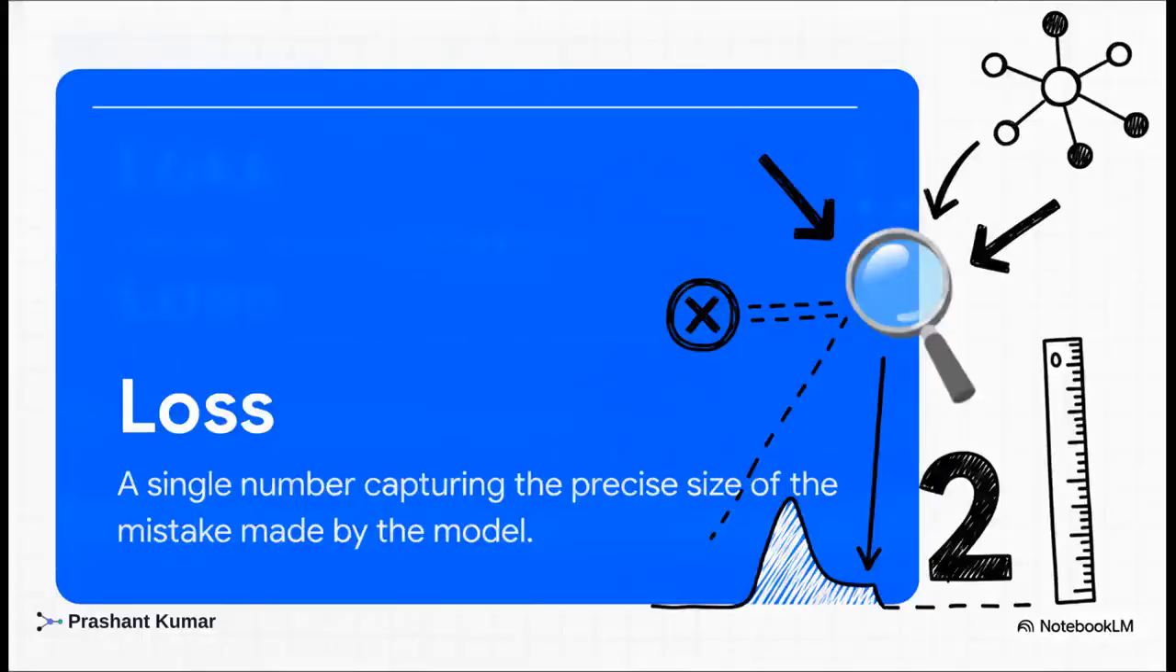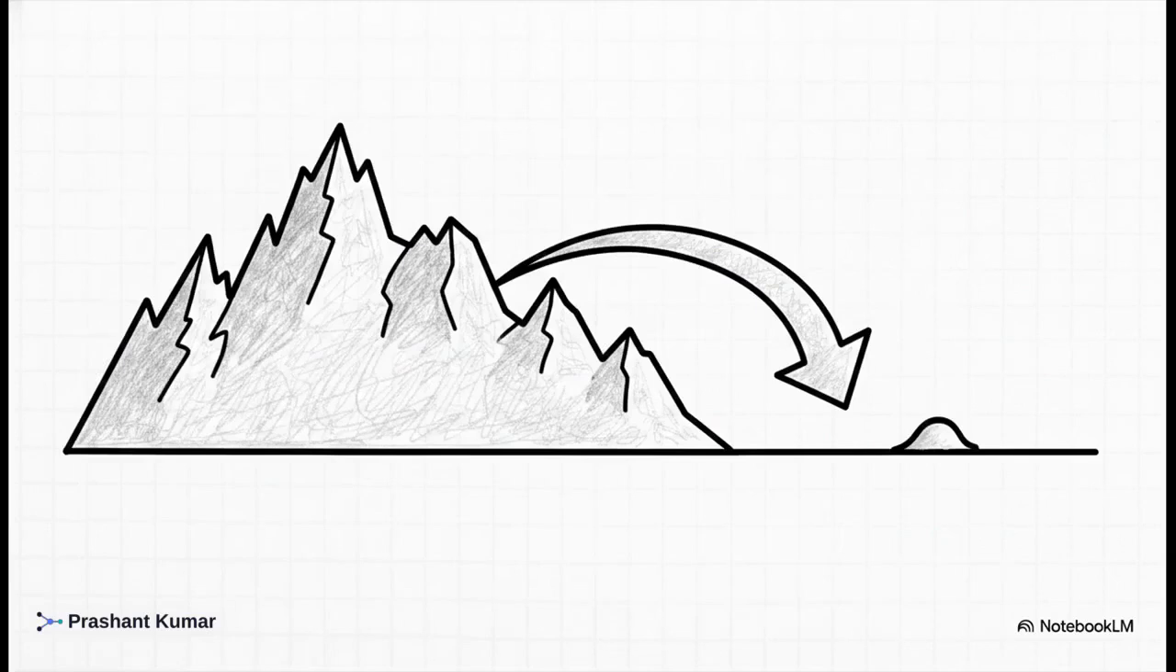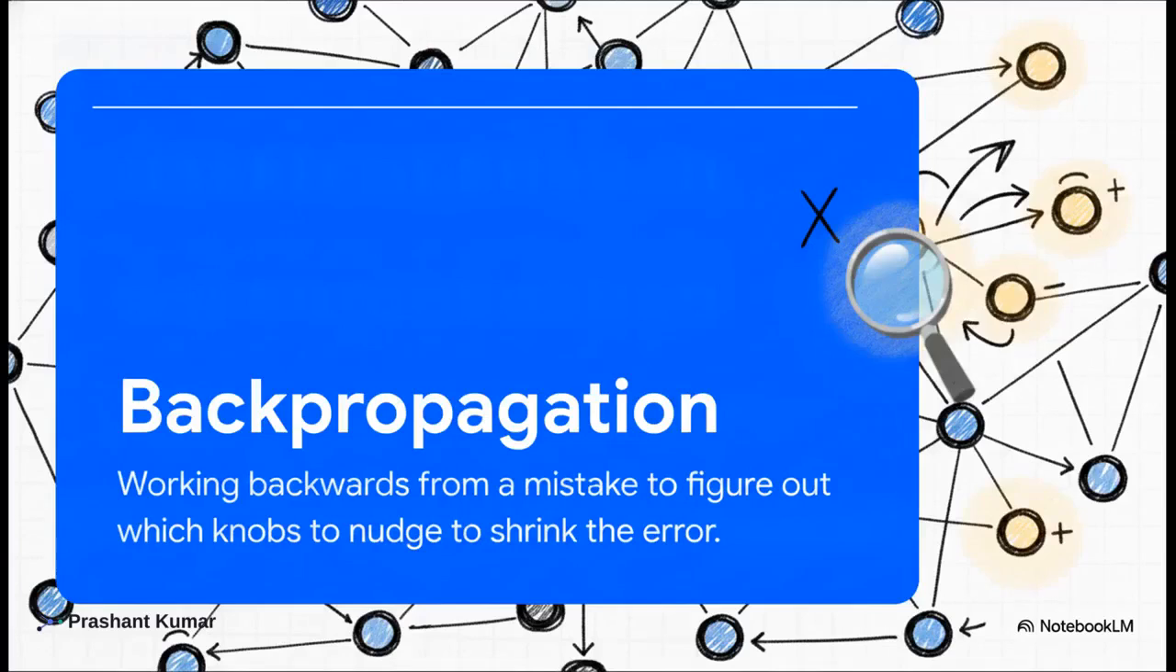Now, what's really interesting about this slide is how we handle that mistake in step 2. We measure exactly how wrong the guess was. This measurement is called the loss. Think of it as a single mathematical number that captures the precise size of the model's error. It's a beautifully simple rule. A big mistake means a big loss. And the entire goal of this massive, computationally heavy training process is simply to make that loss number as small as humanly possible. Which brings us to step 3.